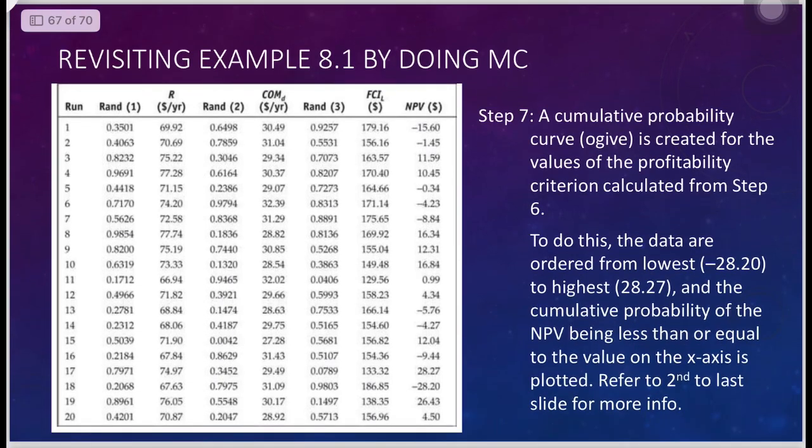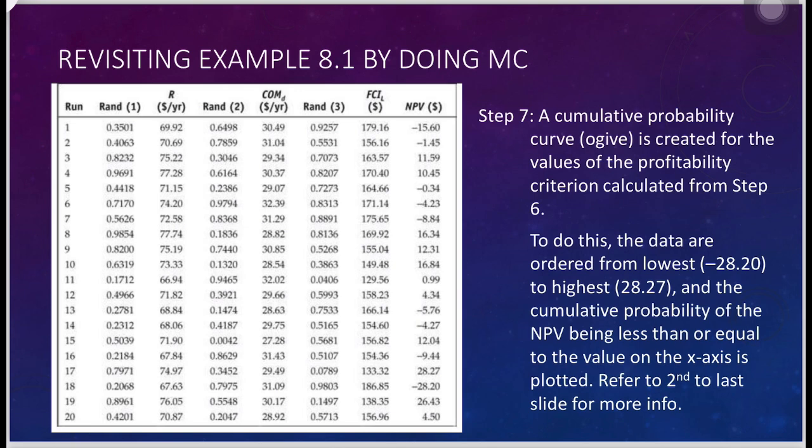So you have 20 runs, okay? So you have random numbers for revenue, random numbers for cost of manufacturing, and random numbers for FCI. So you have 3 randoms and then its corresponding NPV.